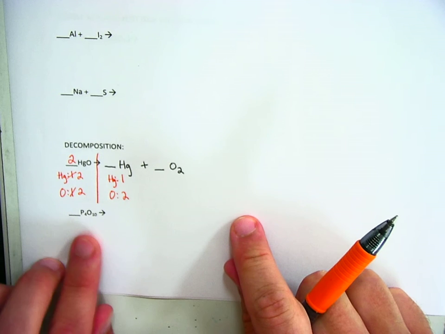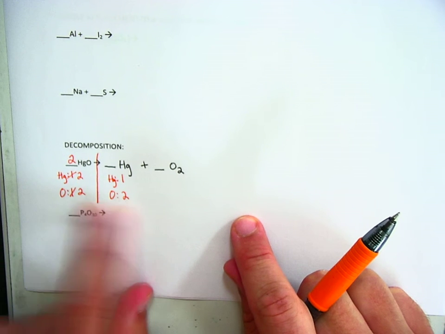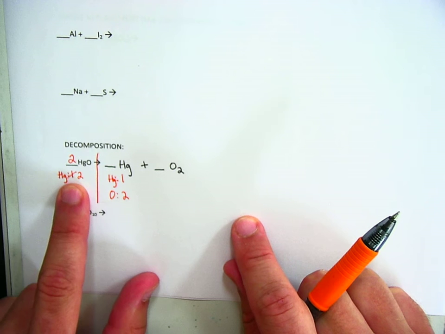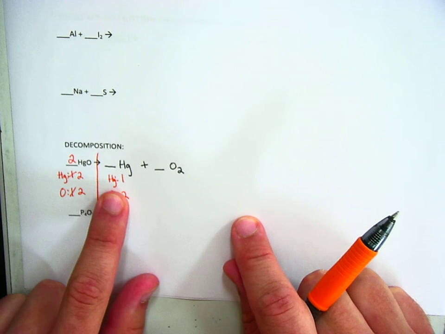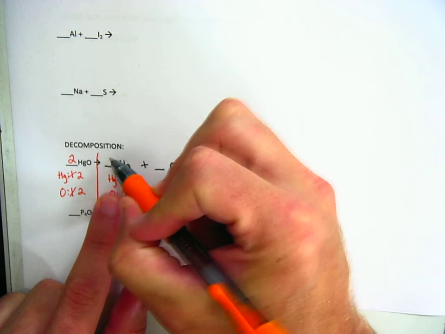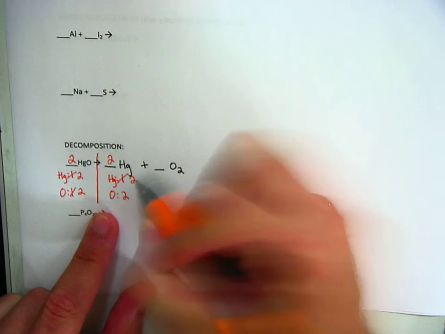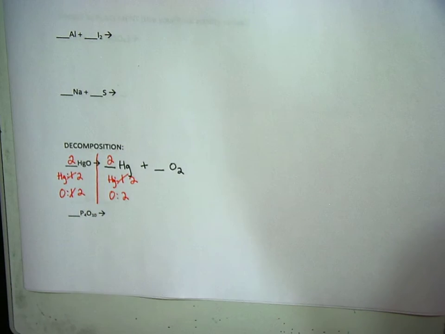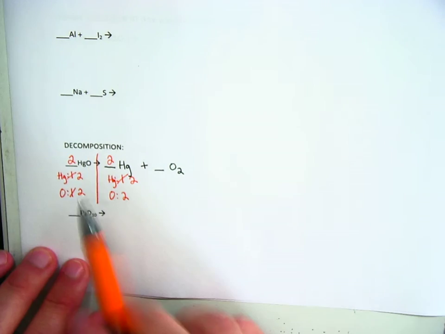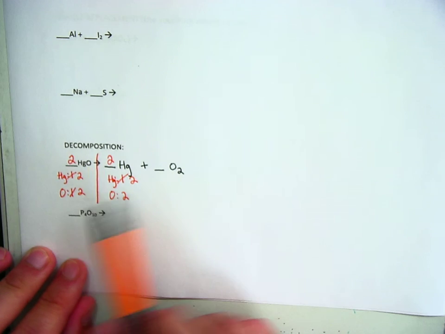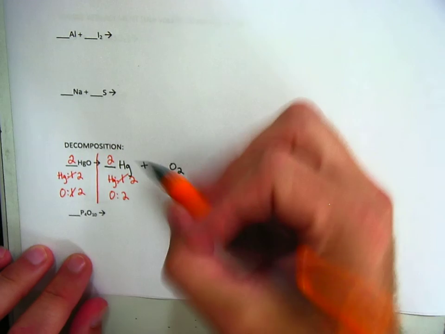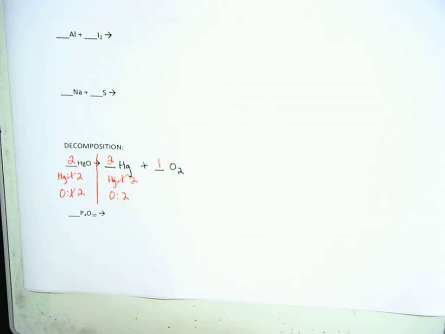So now we look here. Oxygens are now balanced, 2 and 2. But our mercuries are unbalanced, 2 and 1. So what number can go here? We'll put a 2, because 2 times 1 equals 2. So now we have balanced this equation. 2 mercuries, 2 mercuries, 2 oxygens, 2 oxygens. Empty spaces get a 1 as a placeholder. So there is your example on how to predict the products of a decomposition reaction and then go back and balance.